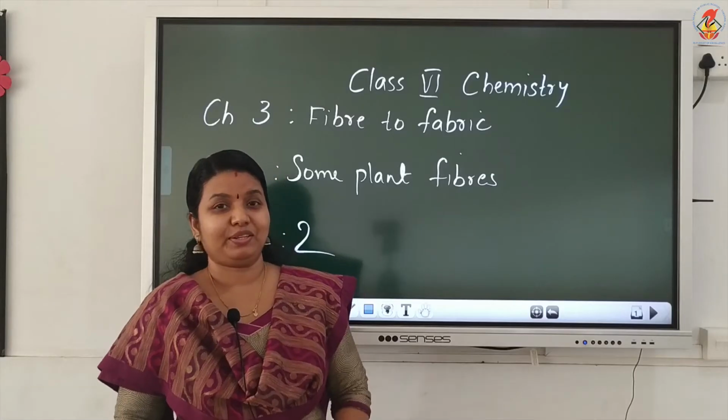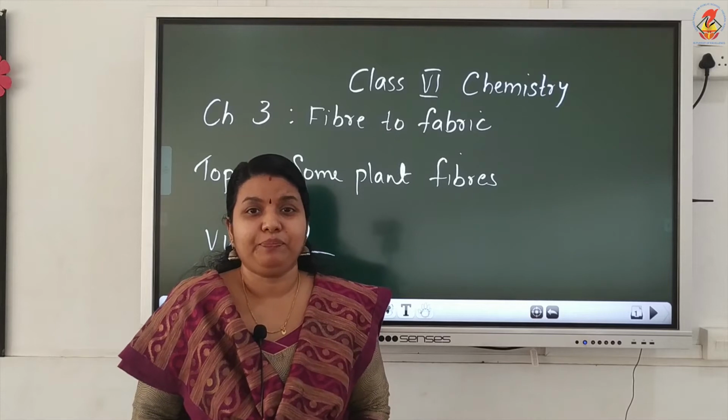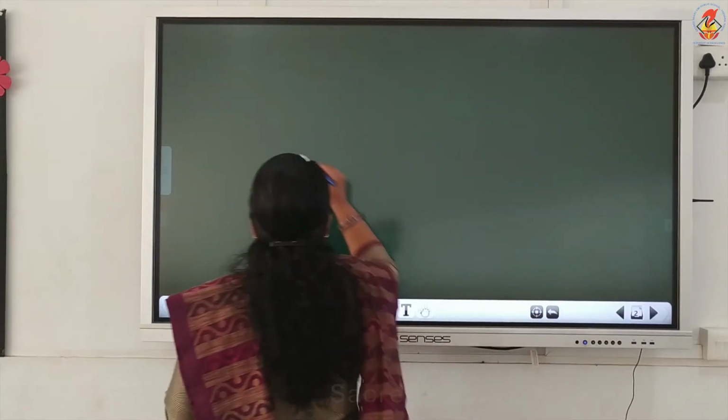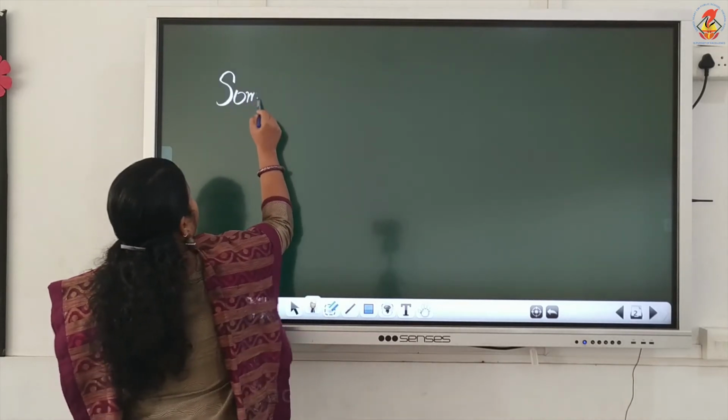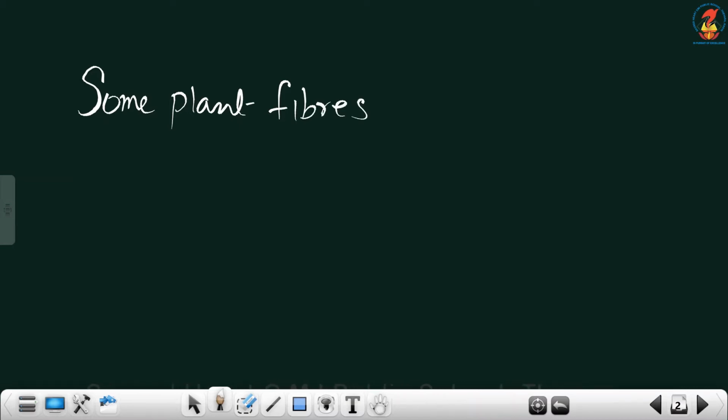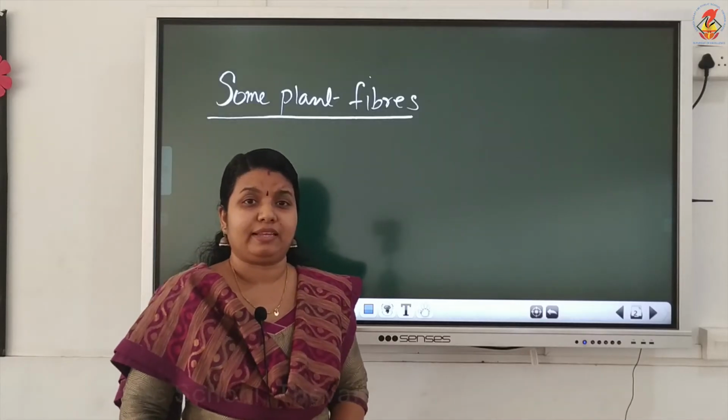Hi children, we continue with the third chapter, Fiber to Fabric. Today's class we will see about some plant fibers and how to get them. Actually this year we will learn only about plant fibers. Next year in 7th standard you will learn about animal fibers, and in 8th standard you will learn about synthetic fibers.